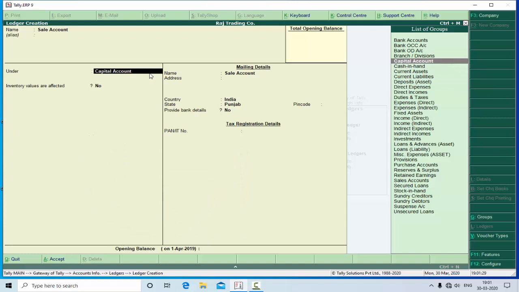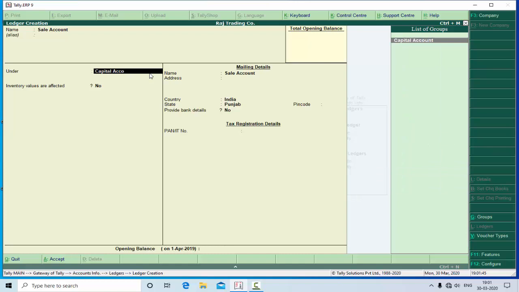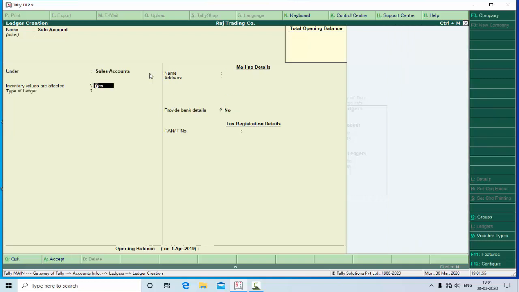Next you will select the one group from here which is related to this ledger, like the sale account is related to the option sale. Then select the option sale from here. So the sale ledger will be created under the group of sale accounts. Then select under sale account and then enter.